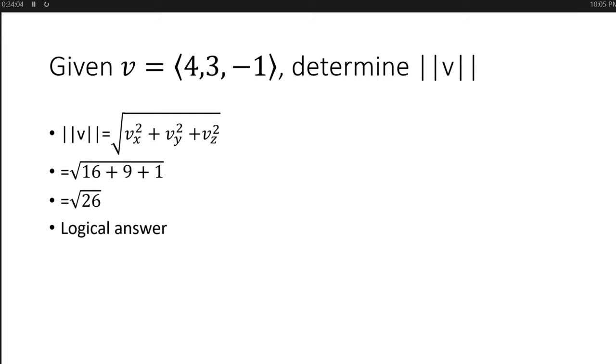Next problem is also very simple. It's just determining the magnitude of the vector v, which is (4, 3, -1). So it's a three-dimensional vector, but that doesn't really matter because it's the same formula anyways. It's just v of x squared, v of y squared, and v of z squared, which is 16 plus 9 plus 1, which is root 26, and that's a pretty logical answer given about how far that vector would be going.